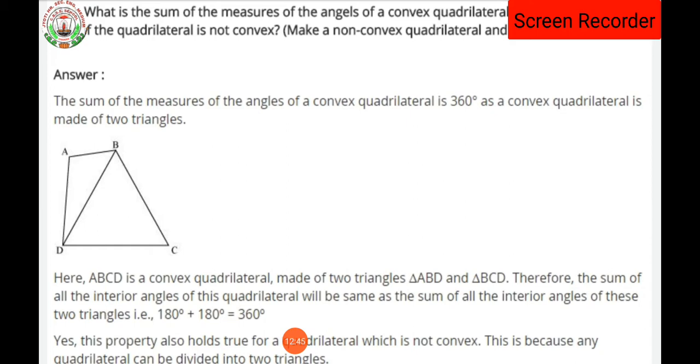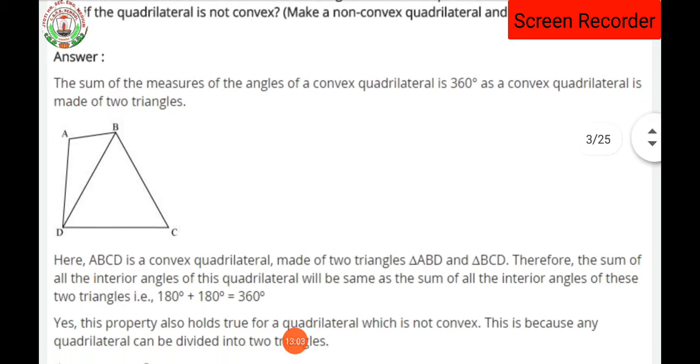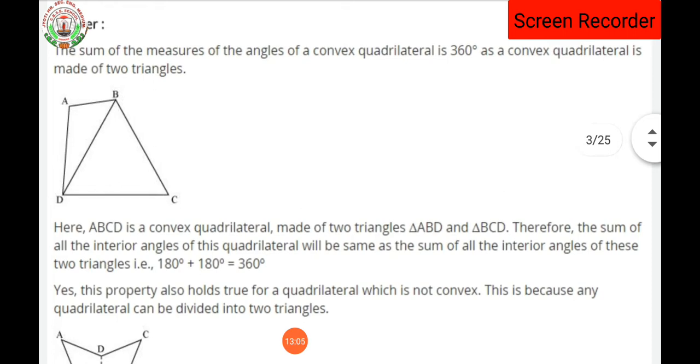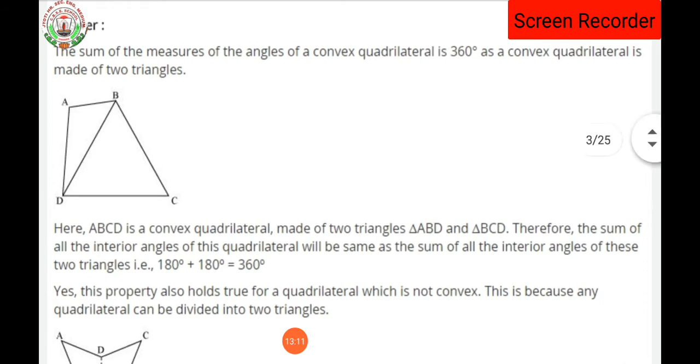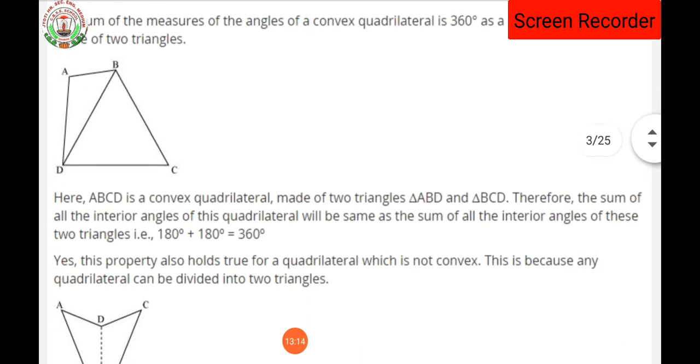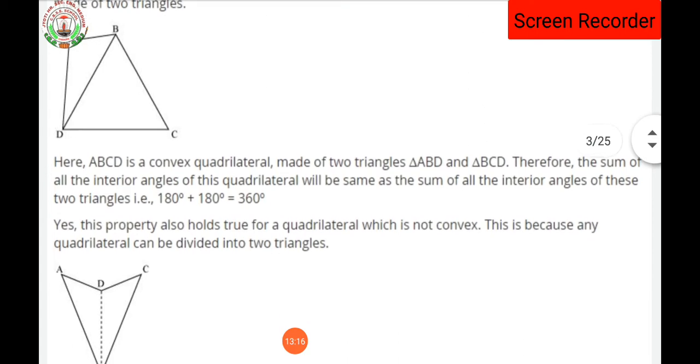Since here we are having the 2 triangles, if we join the 2 triangles, that means 180 degrees plus 180 degrees, their angles will also be added, isn't it? That's why the angle sum of a convex quadrilateral is 360 degrees. Have you understood how it is 360 degrees? Because a convex quadrilateral is made up of 2 triangles, and when we add the angles of the 2 triangles, that is 180 degrees plus 180 degrees, it will be equal to 360 degrees.